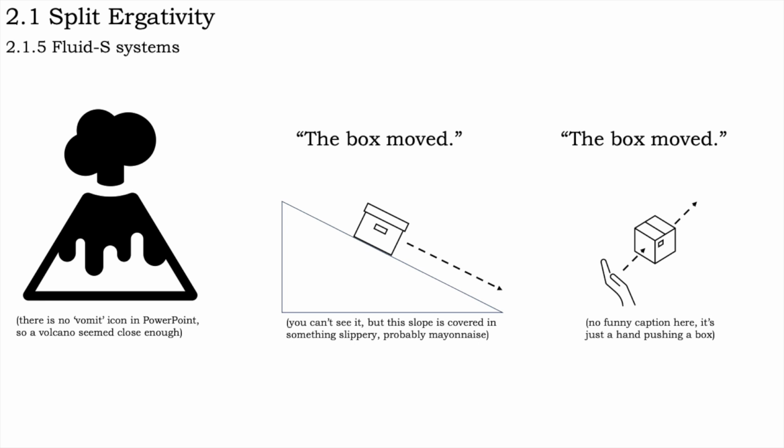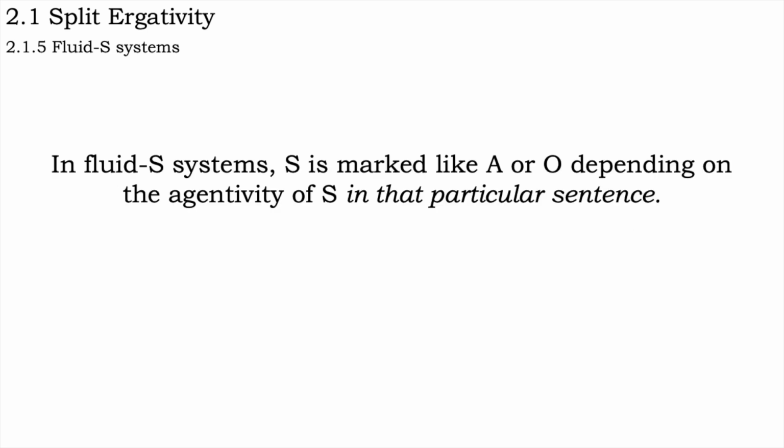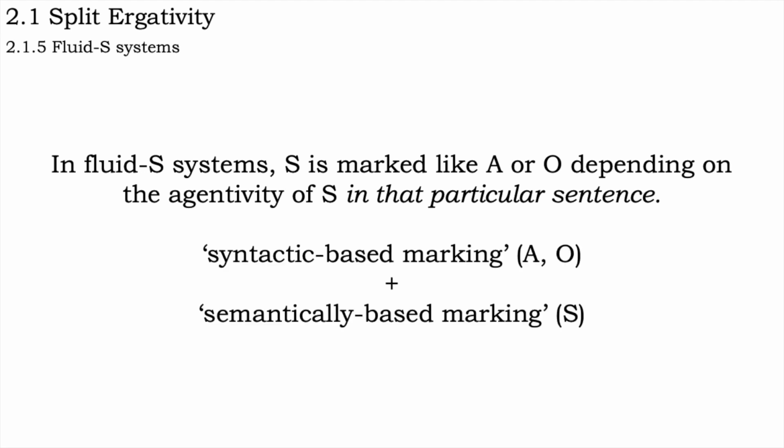So-called fluid S systems avoid these problems. These fascinating systems are a bit like a more extreme version of split S systems. In split S systems, the choice of verb consistently determines whether S is marked like A or O. But in fluid S systems, S is marked like A or O depending on the agentivity of S in that particular sentence. Fluid S systems could be considered to be a combination of syntactic-based marking, for A and O, and semantically based marking, for S, using these terms as they were defined in Part 0 of this series. Perhaps an example might help illustrate how the system works.